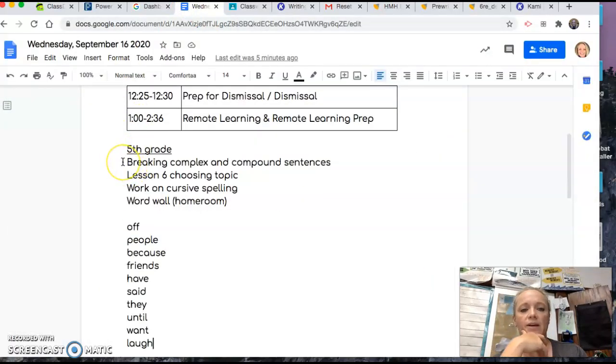So today we did the breaking and making, we did a word wall. Remember to do your cursive spelling. Lesson 6, choosing a topic. On that, we did a couple things. We talked about the rubric on page 1.2.